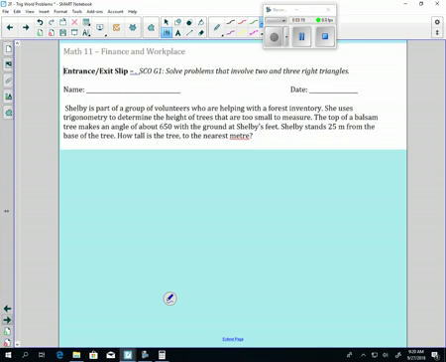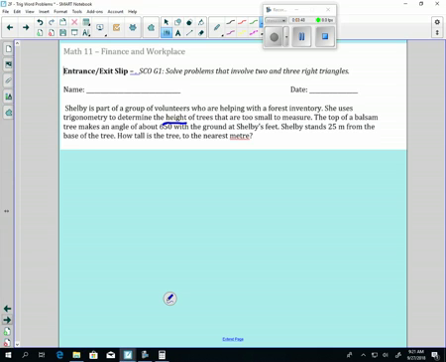Shelby's part of a group of volunteers who are helping with a forest inventory. She uses trigonometry to determine the height of trees too small to measure. Plus the fact she probably doesn't want to climb the tree with a measuring tape to figure out how high it is. Use trig. What if it was a flagpole? What if someone asked you how tall is that flagpole? Well, you can't climb up a flagpole because there's no branches on it, right? But you can use trig to figure it out.